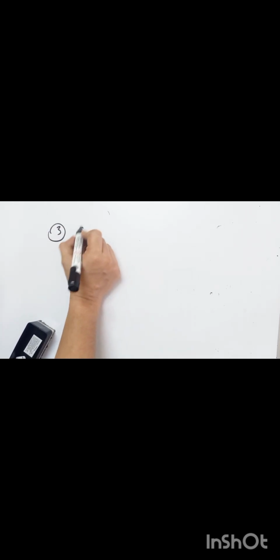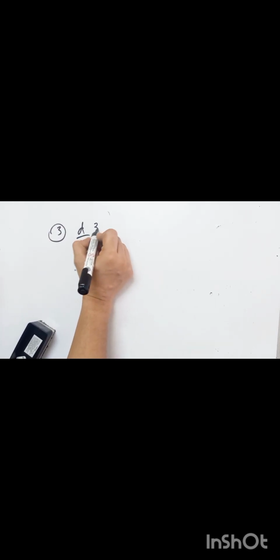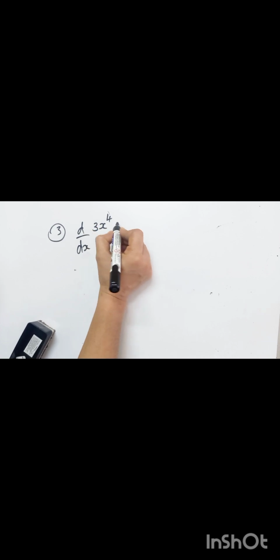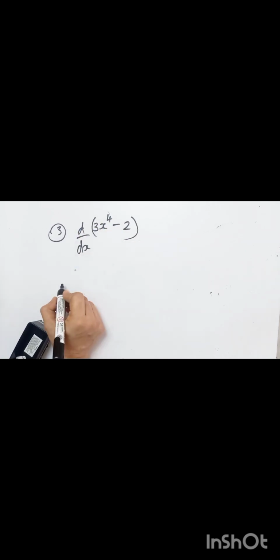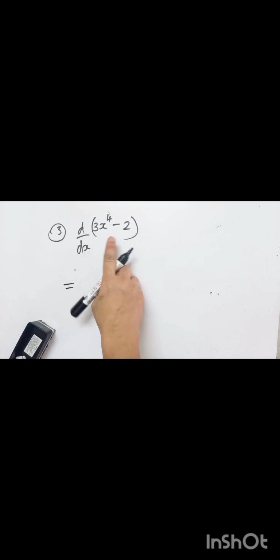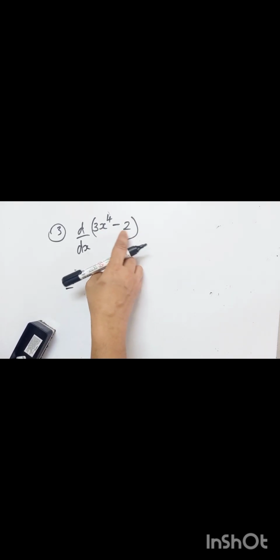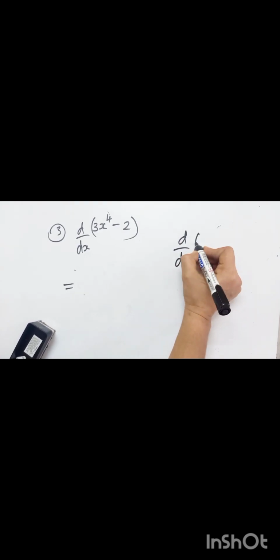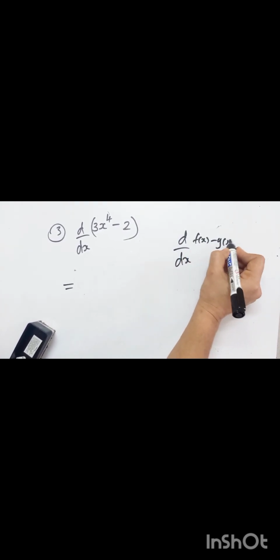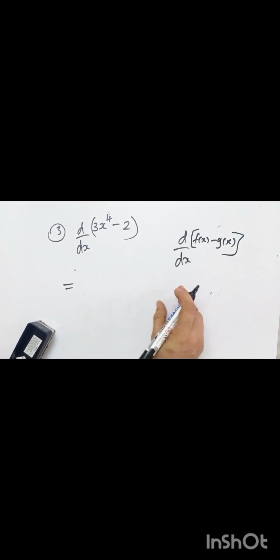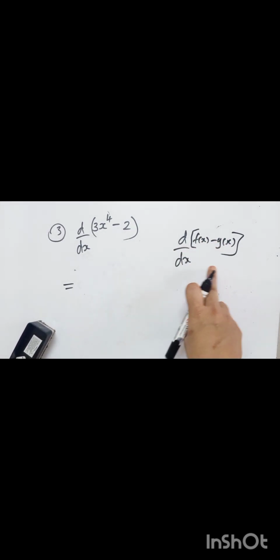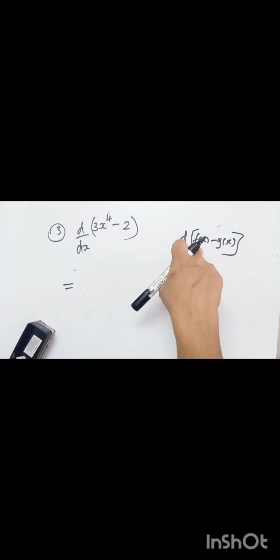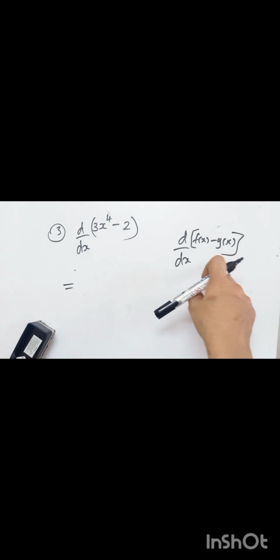Now, third question. Derivative of 3x to the power 4 minus 2. Here you can see there are two expressions, and that is the difference of two expressions. This is of the form d by dx of f of x minus g of x, which we have already discussed. You are asked to find the derivative of the difference of two expressions. So first find the derivative of the first expression minus the derivative of the second expression.